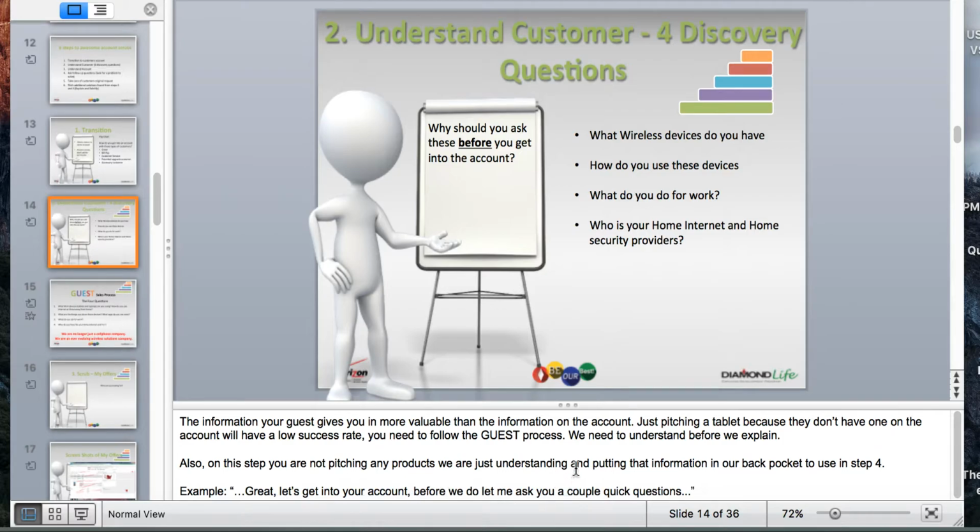Okay. So an example is, great, let's get into your account, but before we do, let me ask you some quick questions. Now again, you're going to want your bubble sheet so you can be taking down notes on these questions. Okay. The other key is you're not going down any rabbit holes. You may ask a couple follow-up questions on these, but you want this to be really, really quick. You're going to put any ideas that you have or potential solutions that you find from these questions in your back pocket, and you're going to do more follow-up questions in step 4.